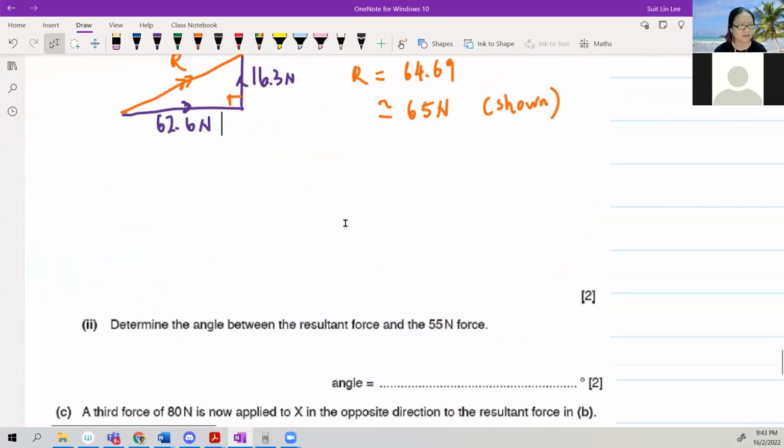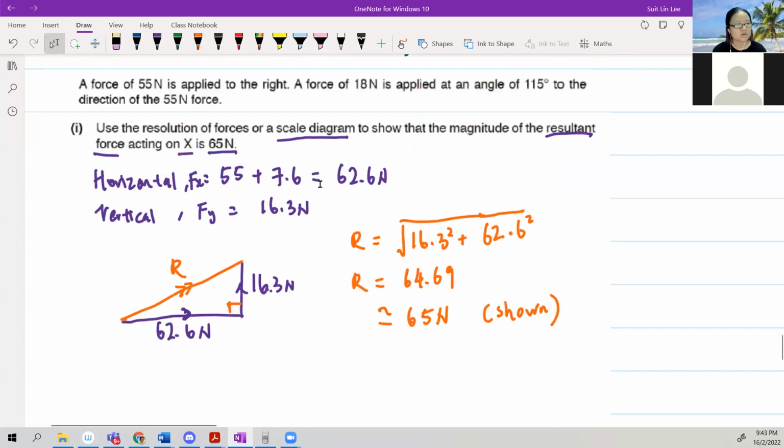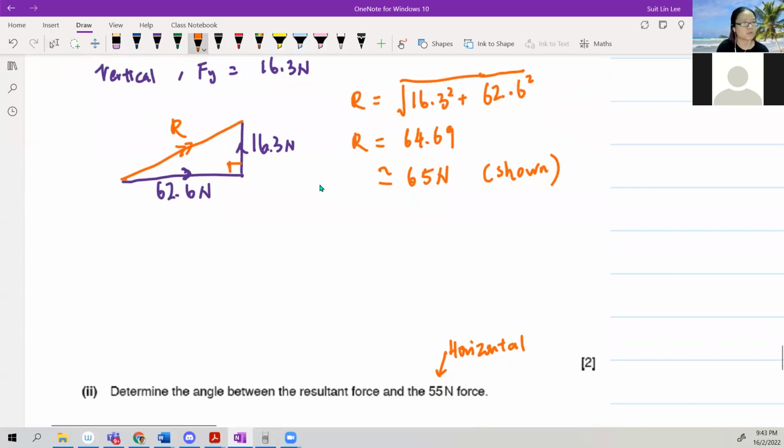All right. The angle between the resultant force and the 55 Newton. Where is the 55 Newton? 55 Newton is horizontal. Right, this is the 55 Newton. So we're going to have to find the angle between R and the horizontal, theta, which obviously is this theta.